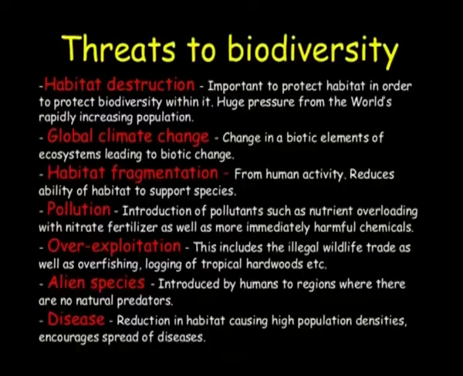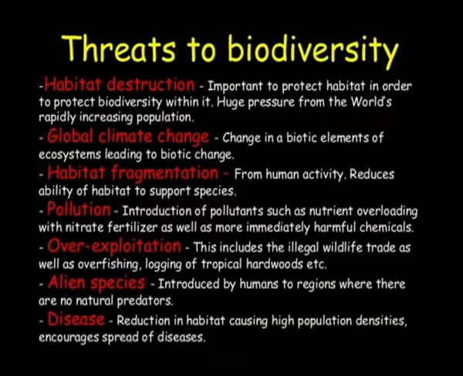So if you look at different threats to biodiversity, you have habitat destruction, where it's very important to protect habitat in order to protect the animals or biodiversity within it. Well, biodiversity encompasses a number of species. It covers plant life, insect life, microbial life, everything. Anything which has a living organismic cell comes under the umbrella of biodiversity. So there's a huge pressure from the world's rapidly increasing population, because we have seen previously how important biodiversity is to us, how many of our needs are dependent on biodiversity.